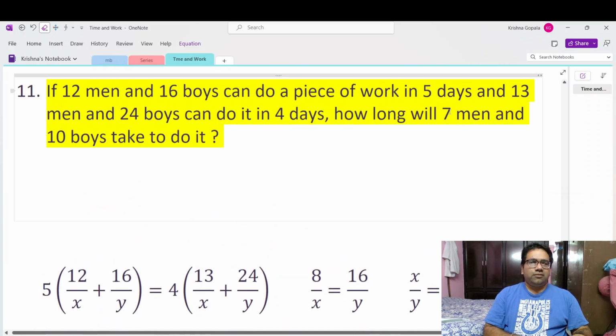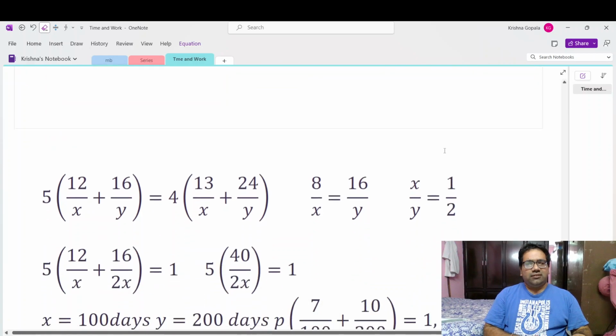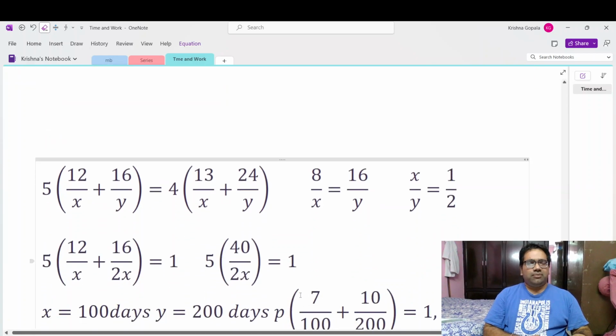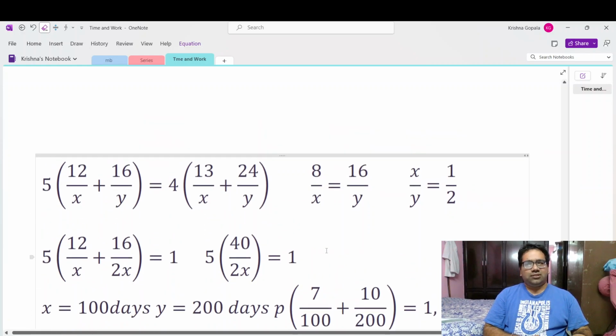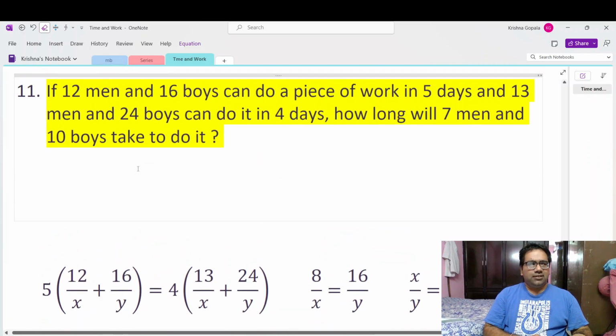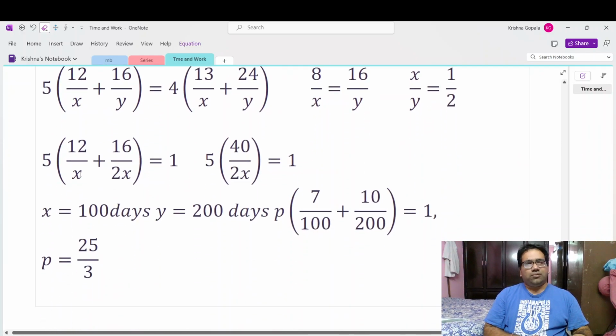What is the question? Now we have 7 men and 10 boys. How long will they take? 7 men and 10 boys. Okay. Each day 1 by 100th of the work a man will do. So each day 7 by 100, all 7 will do. Similarly, these 10 boys, each day they will do 10 by 200. 10 into 1 by 200, right? Now let's assume P days will be taken for them to complete the work. P into 7 by 100 plus 10 by 200 should be equal to 1.